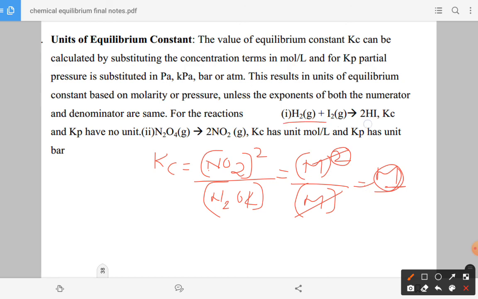See, in the earlier example we don't have any units for Kc, but in this case we have units. It depends on the balanced chemical stoichiometric equation. We don't have particular units; only after writing the total balanced chemical equation can you get the units of Kp and Kc.